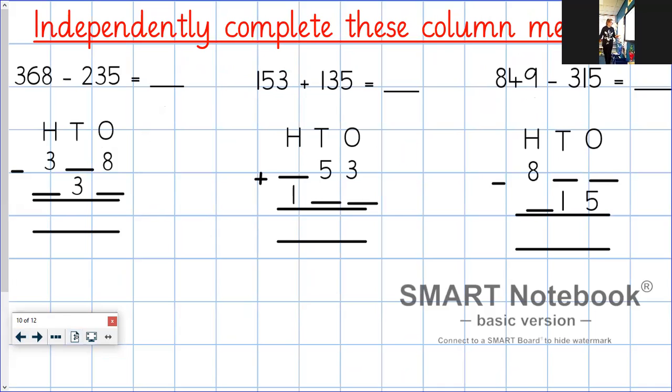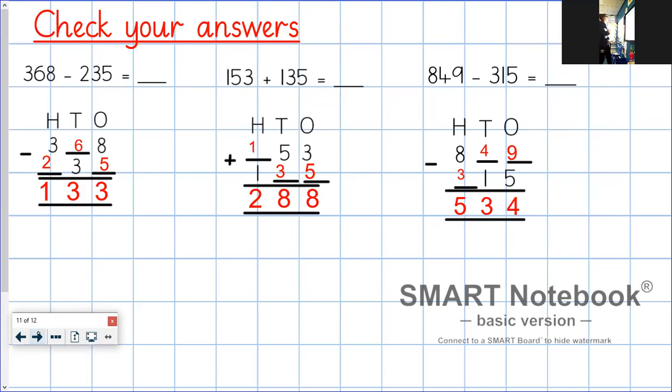Welcome back. Let's have a look. See if you managed to complete them. I hope you paid close attention to your symbols. Lots of people go wrong just by doing the wrong thing. Okay, here are your answers. We have 133. We have 288. And we have 534. But it's not just about getting the right answer, guys.